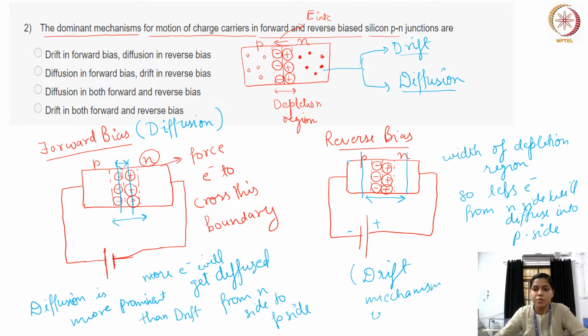So drift mechanism is more prominent. Under the reverse bias condition, the drift mechanism will be dominant for the motion of charge carriers. So according to this, option number 2 is the right answer, in which diffusion in the forward bias condition and drift in the reverse bias will be the dominant mechanism. Is it clear to everyone?